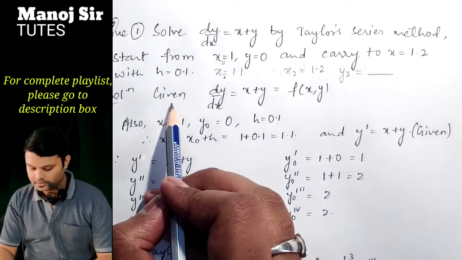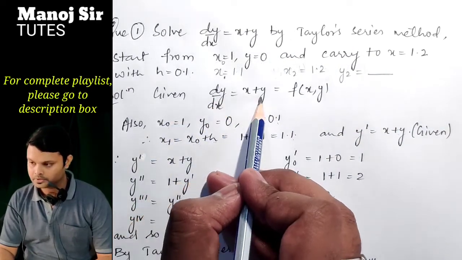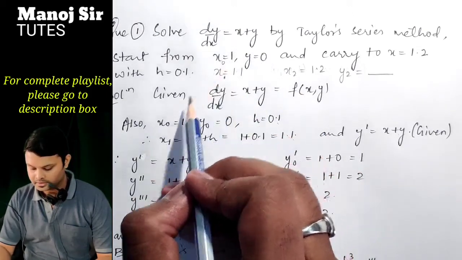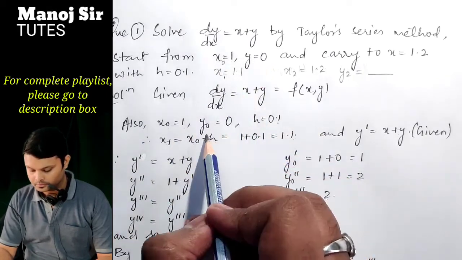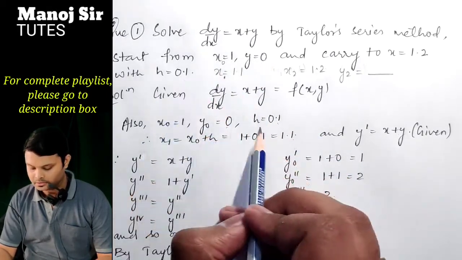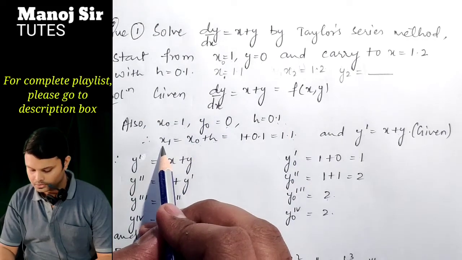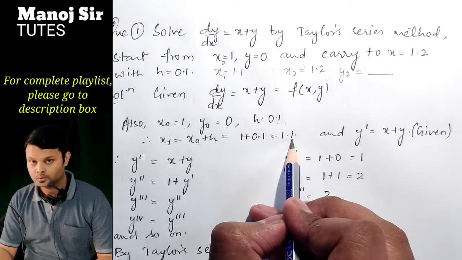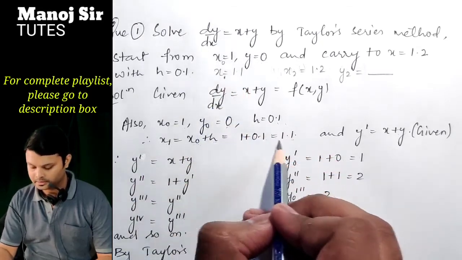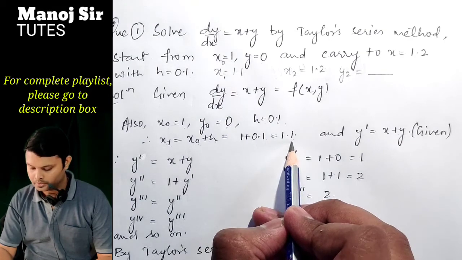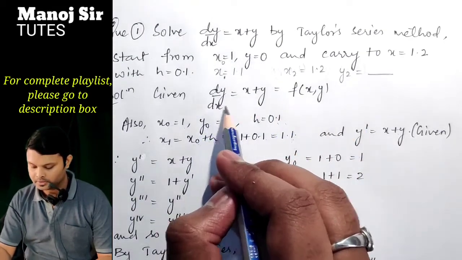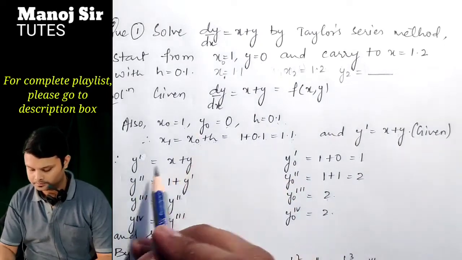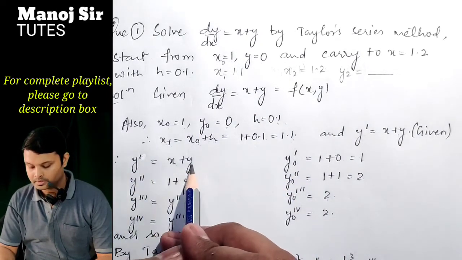So the given equation is dy upon dx equals x plus y, and this is my function f of x comma y. Here the given conditions are x naught equals 1, y naught equals 0 and h equals 0.1. So x1 equals x naught plus h, that is 1 plus 0.1, that is 1.1. We have already discussed this, that is x1 equals 1.1. And what is given in the problem is dy upon dx equals x plus y, that is y dash equals x plus y.